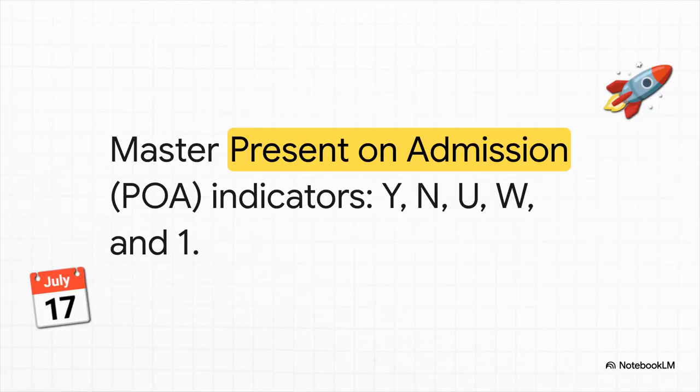So now that you know exactly how to find these diagnoses, you need to know how to sequence them in time. Coming up in Part 4, we are tackling a massive topic, present on admission, or POA indicators. We're going to do a full masterclass on exactly when to assign Y, N, U, W, and 1. You seriously will not want to miss it.